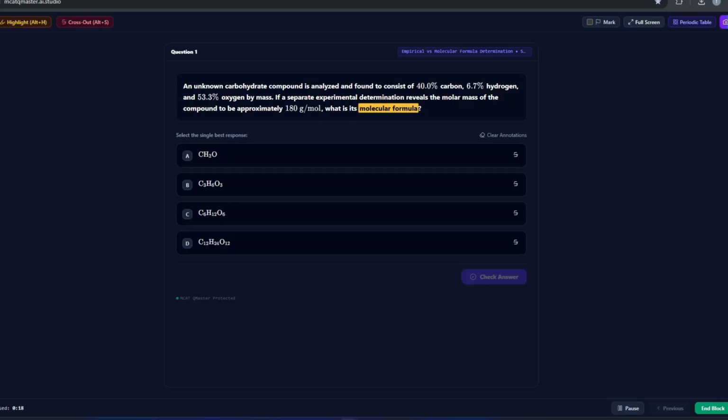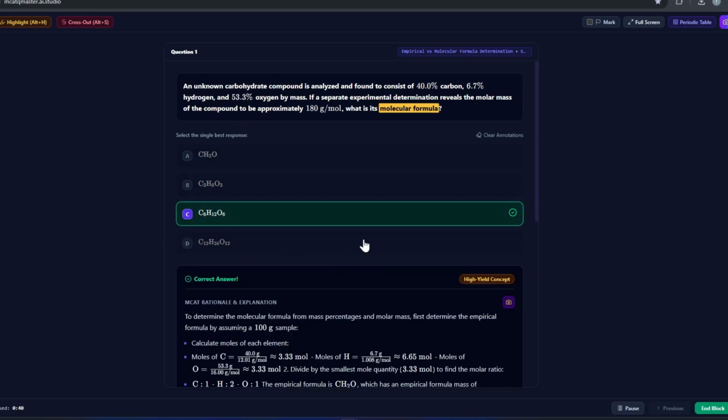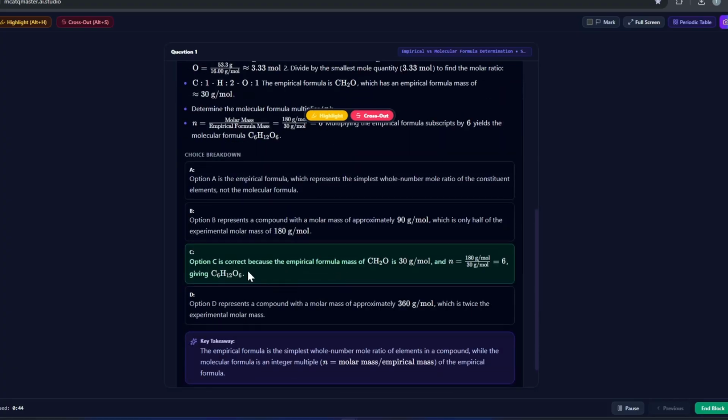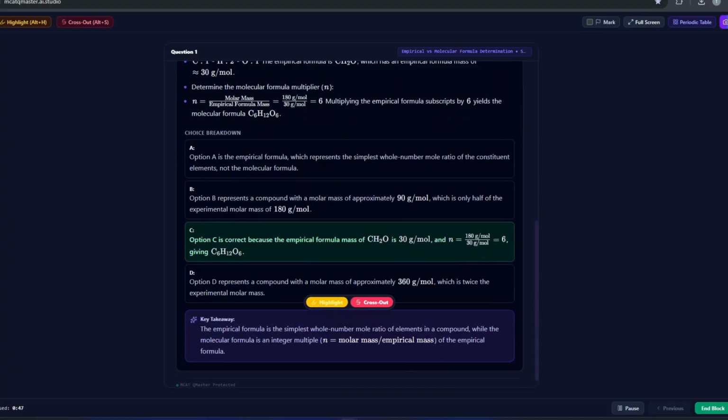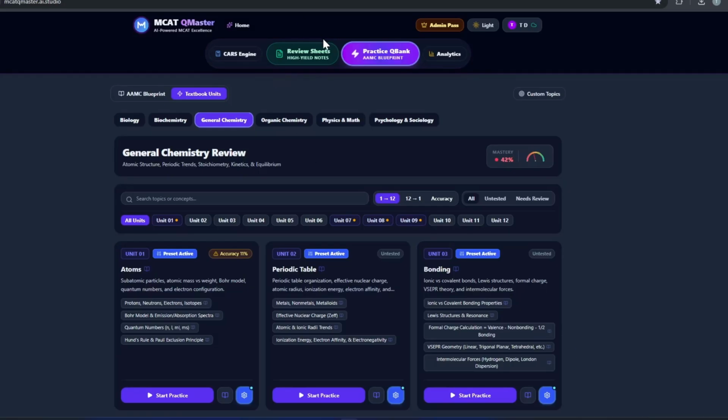You need to identify the molecular formula in this question. So you need to go over how to find molecular formula and how to find empirical formula. If you are able to find empirical formula, then you're able to find molecular formula, and vice versa. So let's say I did the question and got this answer. Then it'll show me a step-by-step explanation and the key takeaway. Perfect. Okay.